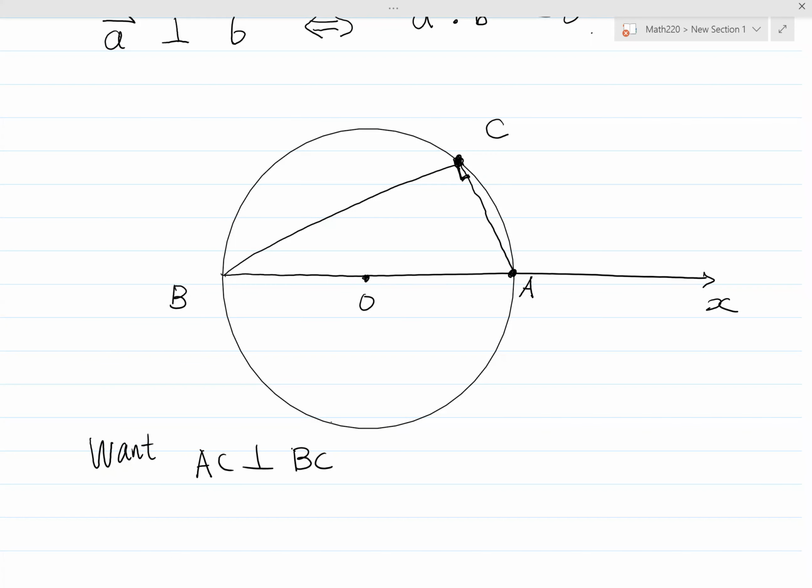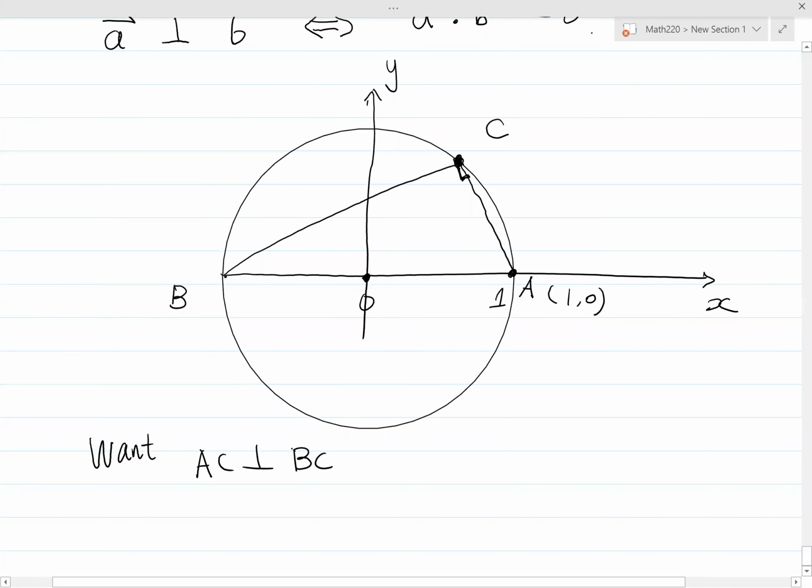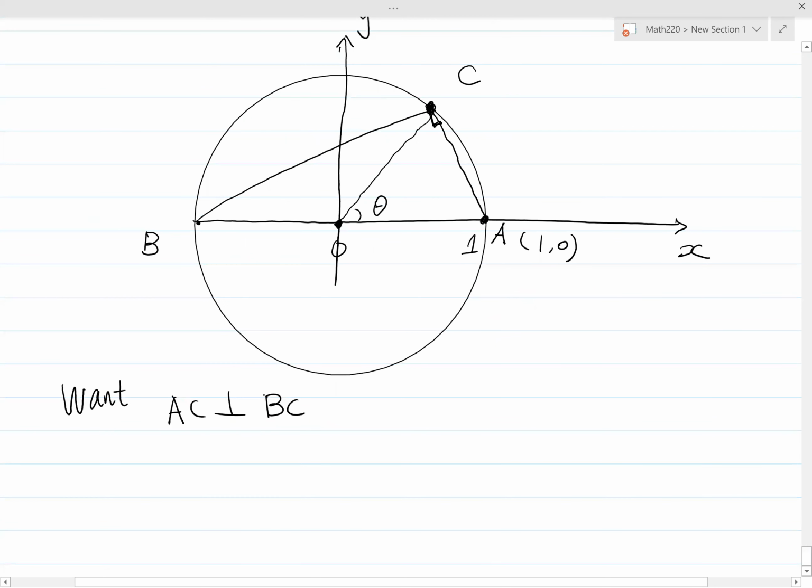We want to prove this using the coordinate dot product. This is the unit circle, so we can write the coordinates of A and B. This point is 1, unit length, unit radius. So A is (0, 1). Suppose this is the X axis and this is the Y axis. Now suppose this angle is theta. We can write down the coordinate of C. What's the coordinate of C? The x coordinate is cosine theta and the y value is sine theta.